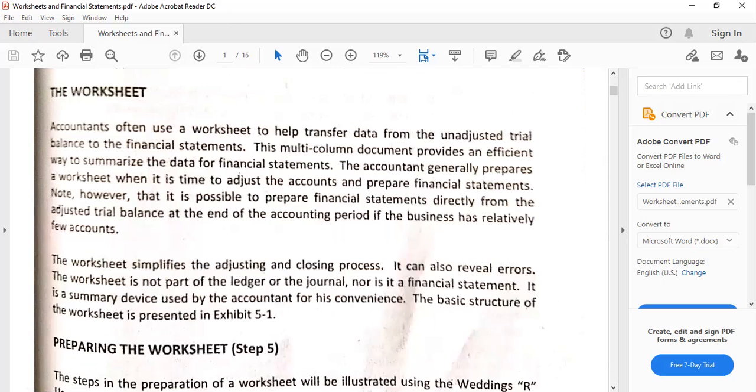So let's begin with the worksheet. Actually, the preparation of the worksheet is an optional step. And if we say optional, it simply means that it is not required. However, the reason that we prepare a worksheet is that it would simplify the accounting processes, most especially if we prepare the financial statements out of the worksheet entries or columns. So it would be easier for us.